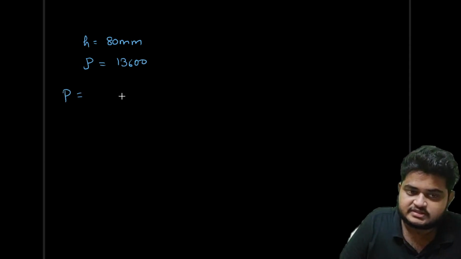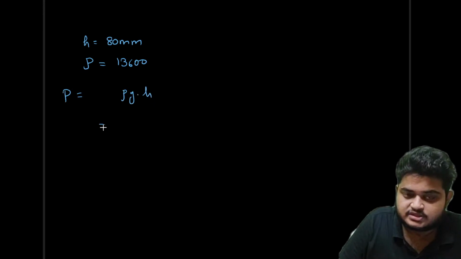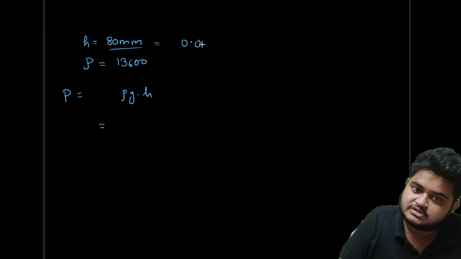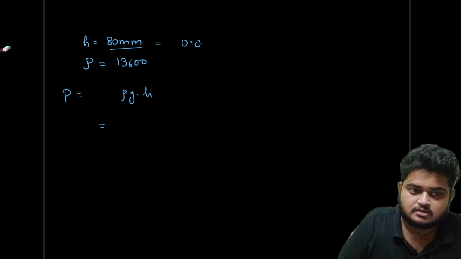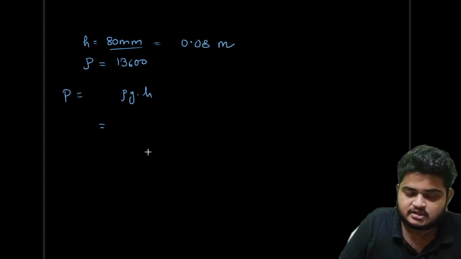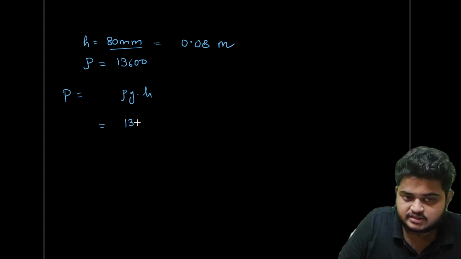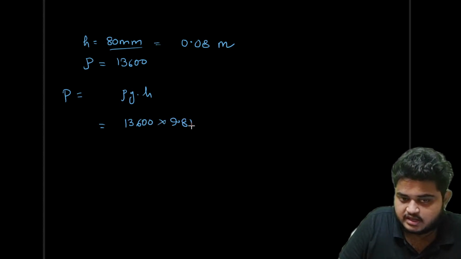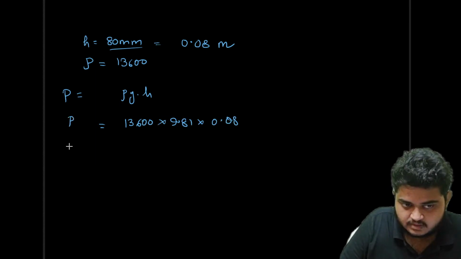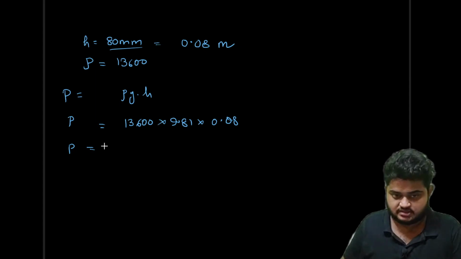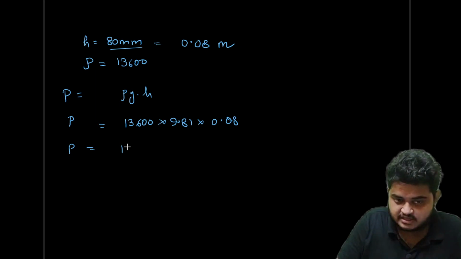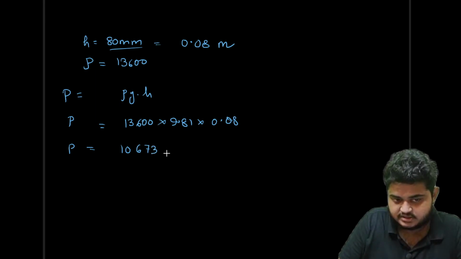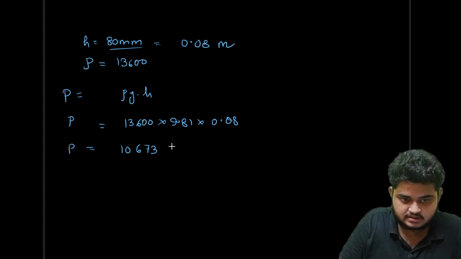So what will be the pressure intensity there? It will be rho into g into h, and that is 80 mm. We need to convert this, 0.08 meter. So P will be coming out as 13,600 into 9.81 into 0.08, and this is coming out as 10,673, and this is in Newton.